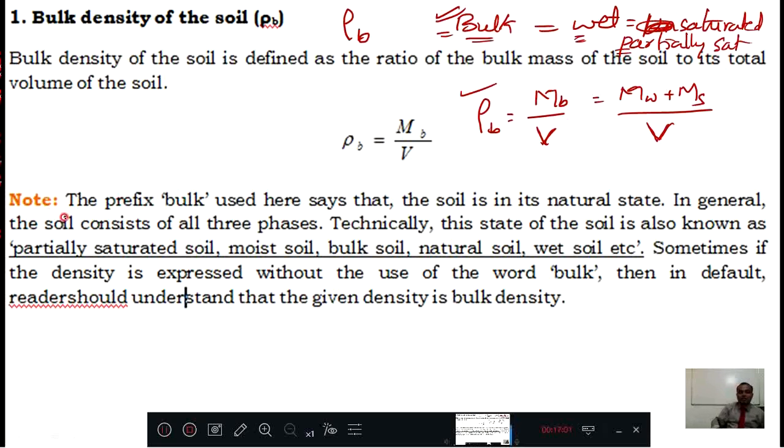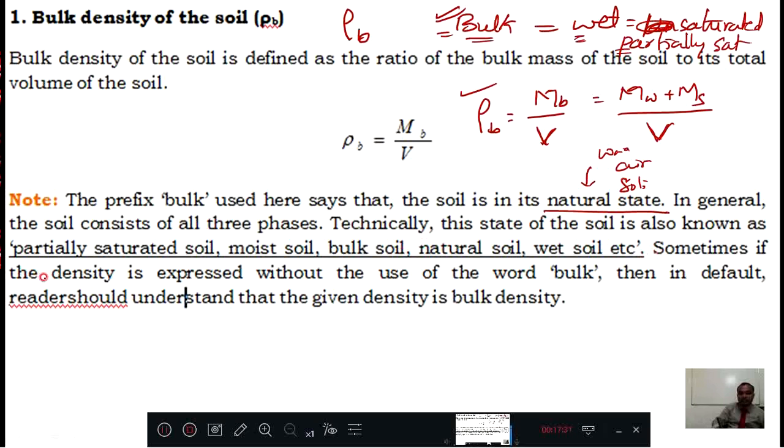Note that the prefix bulk used here says the soil is in a natural state. In a natural state some moisture is there, some air content is there, and some solids are also there. Therefore all three are present in a natural state. In general, soil contains all three phases. Technically, this state of soil is also known as partially saturated soil, moist soil, bulk soil, natural soil, or wet soil. These words are very important.